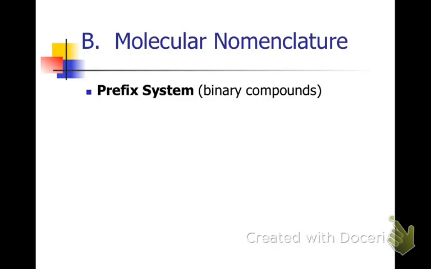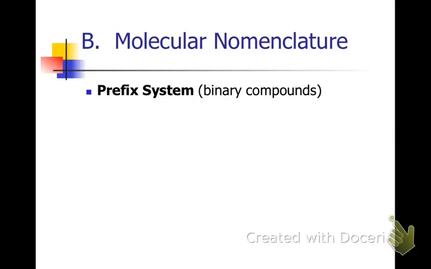This is the second part to Chapter 7, Section 1. We covered ionic nomenclature last week, and now we're going to finish up with molecular nomenclature. Once you learn how to do this part today, ionic nomenclature has lots more rules and more things you have to think about to come up with proper formulas and names.